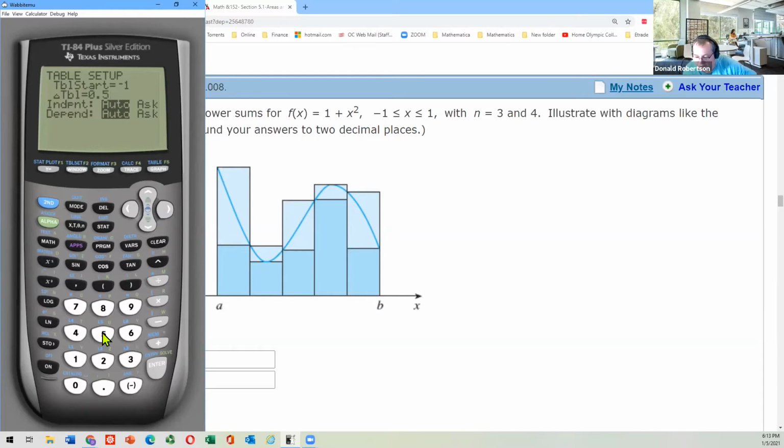Now what that has now done is essentially it's done all the work for us. Because now I just need to go to this guy here called table. So blue button here. And there's all the numbers I want. The guy is 3, 1.5, 1, 1.5, 3. And that's it. Yeah, that's it.